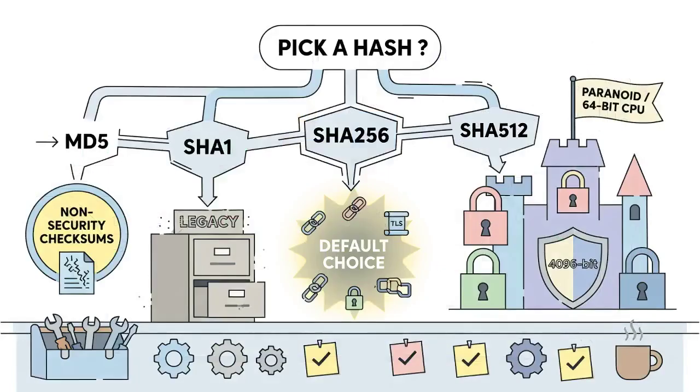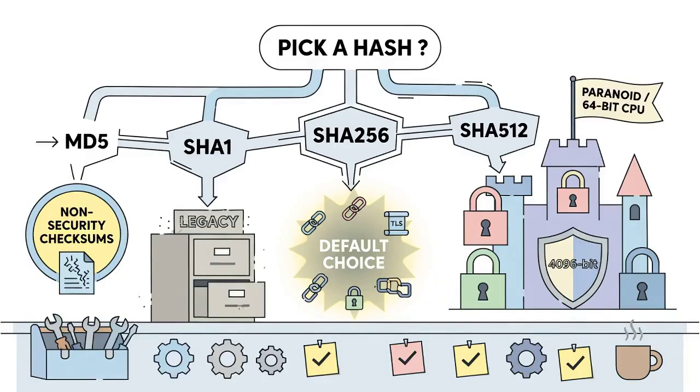MD5 is fine for non-security checksums, like detecting accidental file corruption, but never for authentication. SHA1 lives on in legacy systems and Git's internal object format, but new code should not depend on it. SHA256 is the safe default for almost everything. TLS, certificates, blockchain, password storage with proper salting.